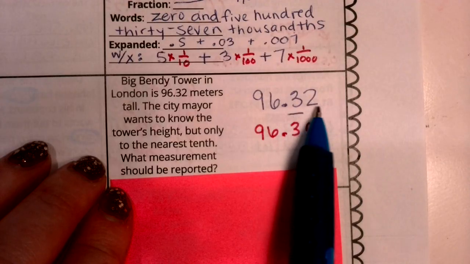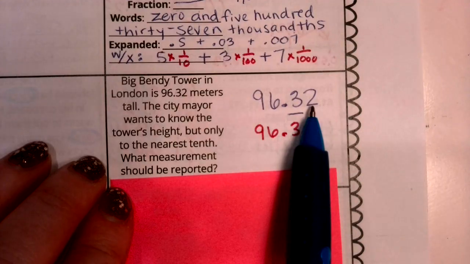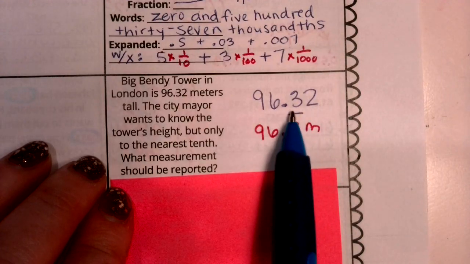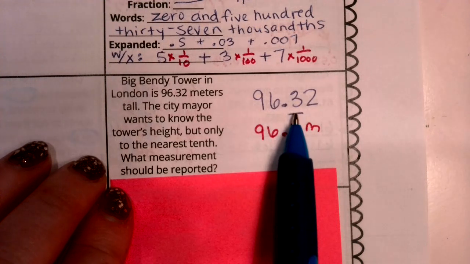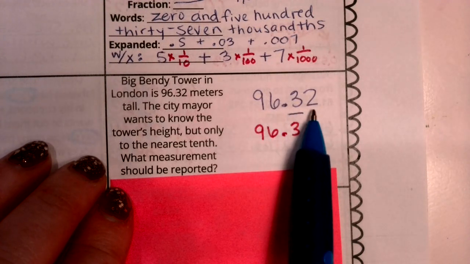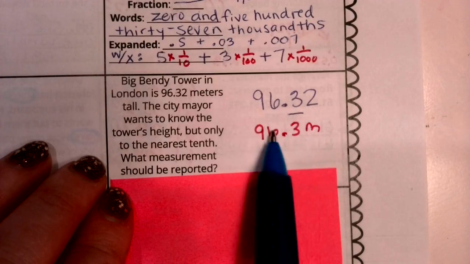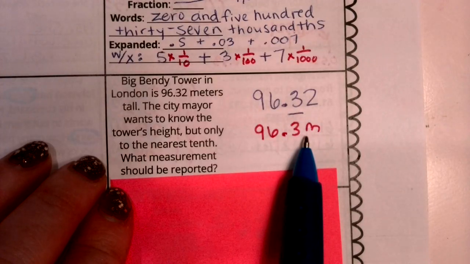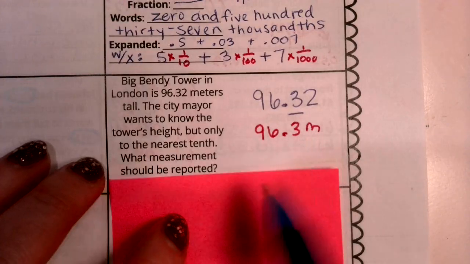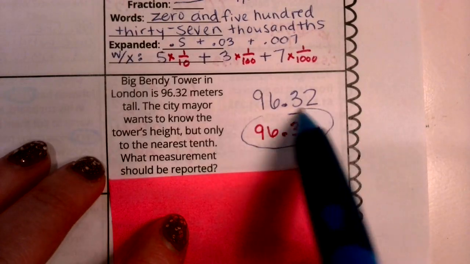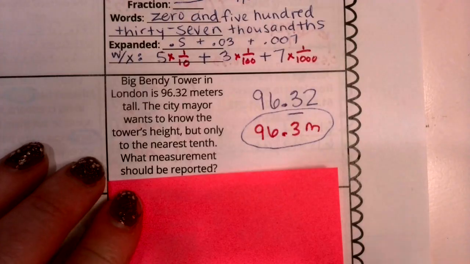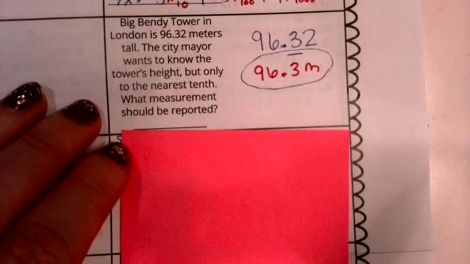So I ask myself, if the hundredth place digit is a 2, does that mean I'm closer to 4/10 or closer to 3/10? This rounds down because certainly 2 is not 5 or more. It is not closer to 4/10. So my answer should be 96 and 3/10. And remember that our answer should be in meters. Since that unit is given in my words, I'm going to make sure to report it in that unit for my answer.